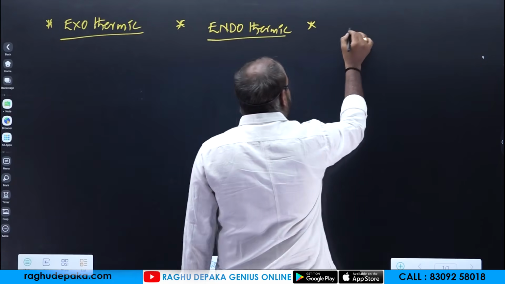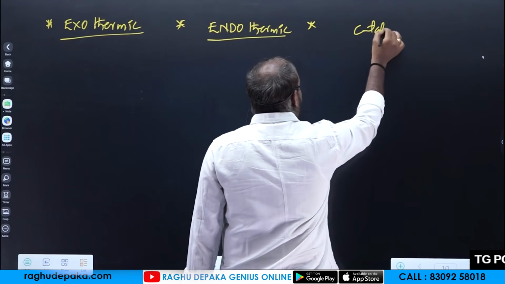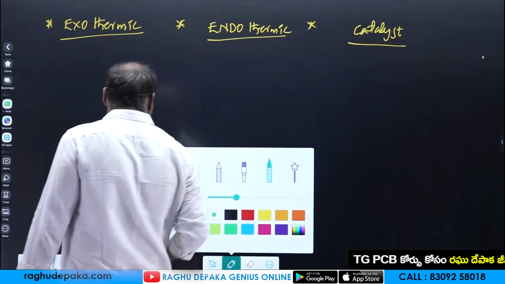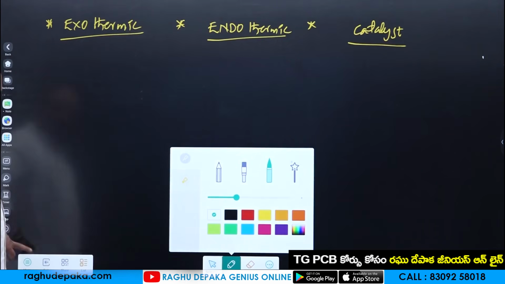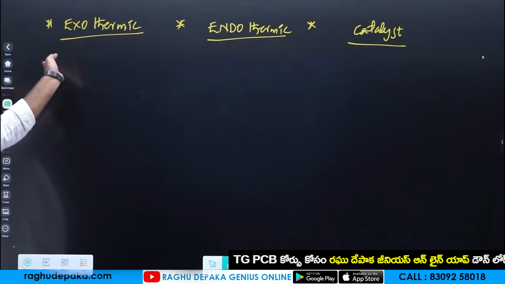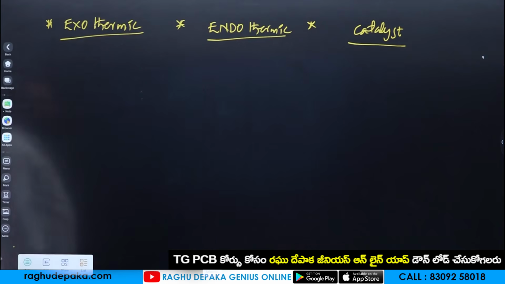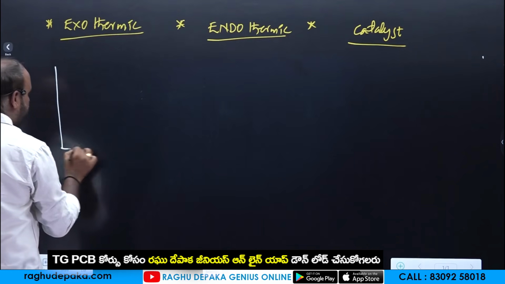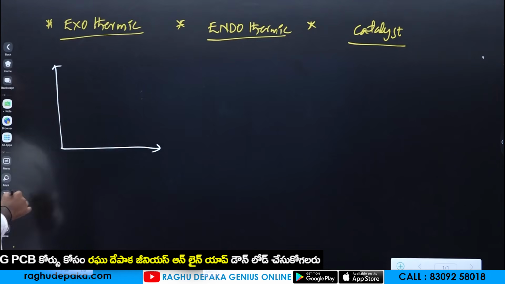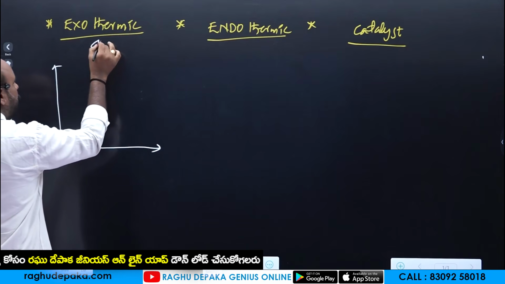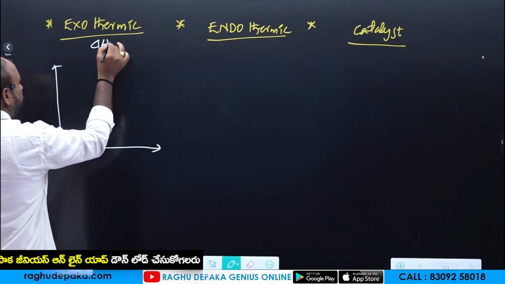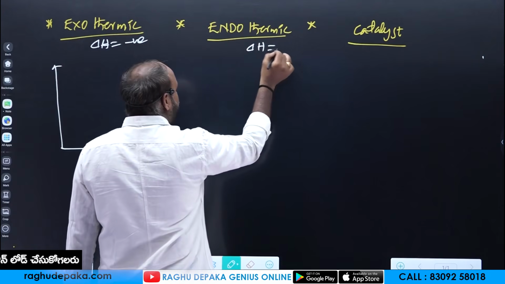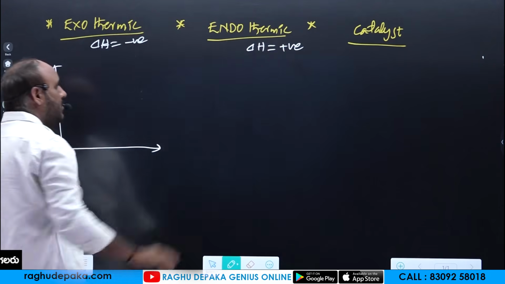Then the next one is in the presence of a catalyst, because catalysis is there. We also have to discuss the role of the catalyst. Whenever we go through reactions, what are exothermic reactions, what are endothermic reactions, and what is the effect of a catalyst on reactions? We will go through it with diagrams. For exothermic reactions, keep in mind that the change of enthalpy, delta H, becomes negative. For an endothermic reaction, delta H will be positive. We have to remember this terminology too.